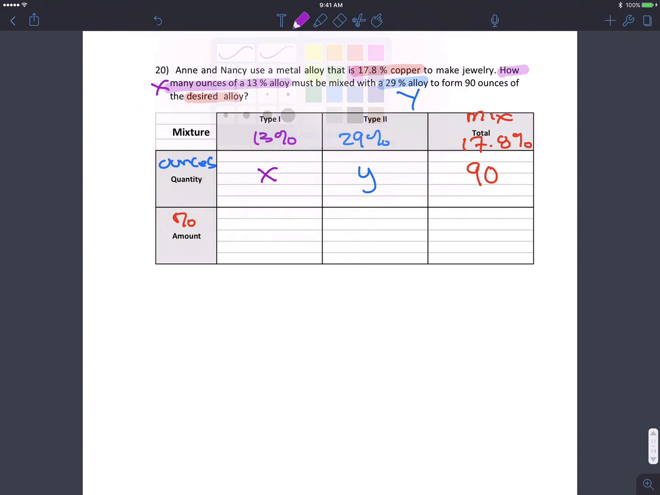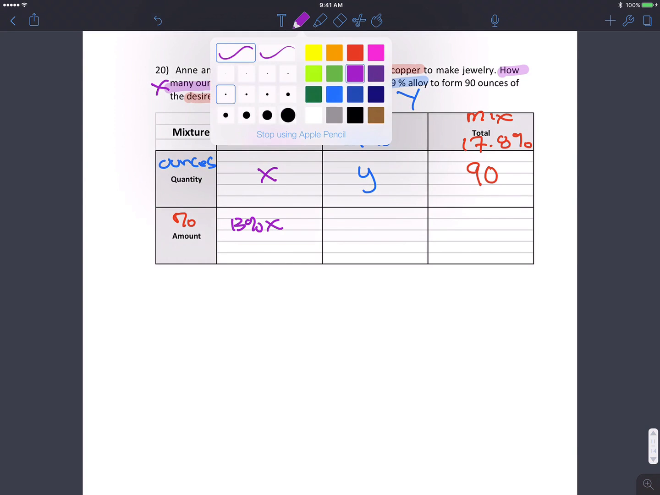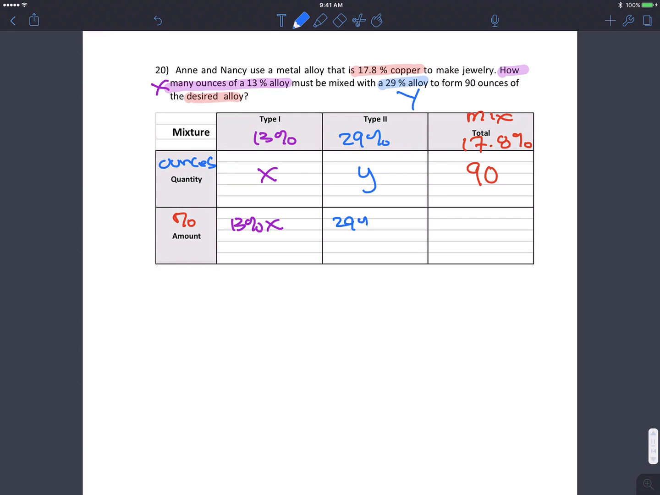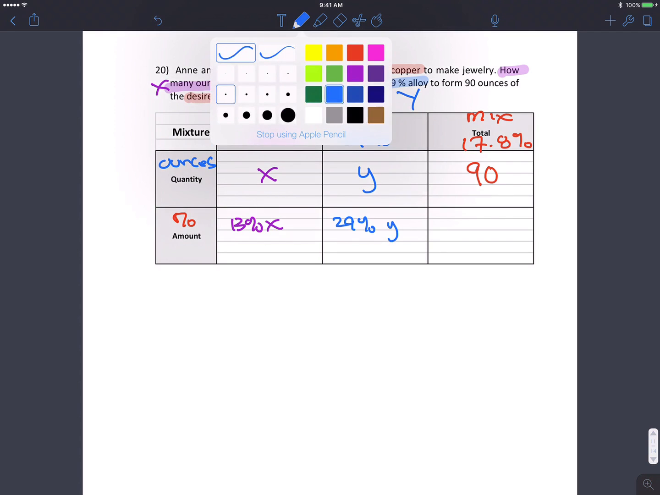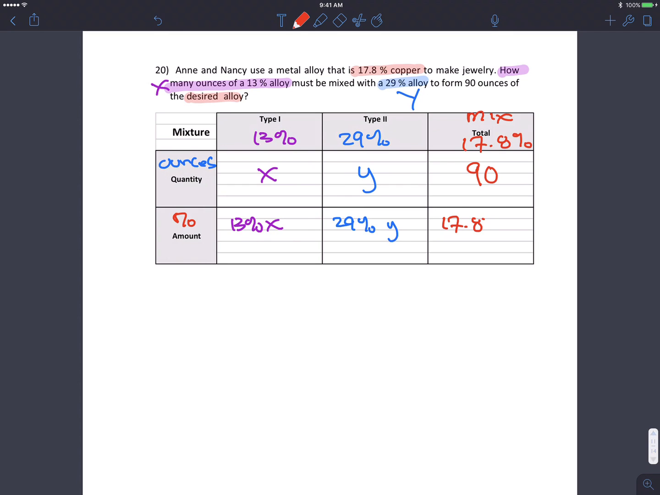Look at your equations now. We get the following: 13% of X plus 29% of Y is going to give us 17.8% of 90. Now, 17.8% of 90 we can compute. Let's remember here how we do the computation. Whenever we compute, we have to move that decimal. So it's 0.178 times my 90. I get 16.02.